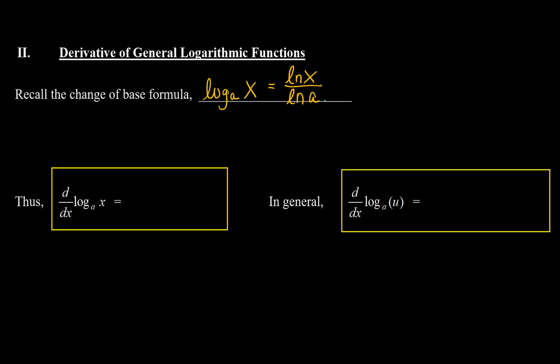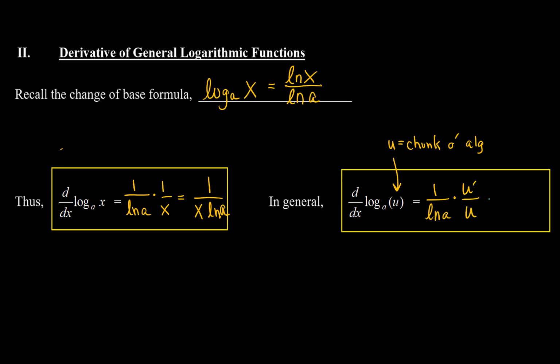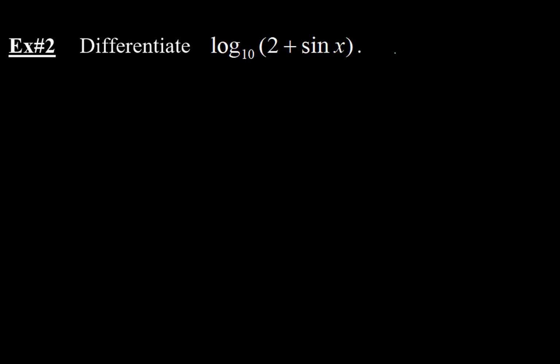So if I want to find the derivative of log base a of x, it would just be 1 over that natural log of a times 1 over x, or 1 over x times natural log of a. In general, for u, where remember u is some chunk of algebra, then I can say it's like 1 over the natural log of a times u prime over u, or u prime over u times the natural log of a. So let's keep that derivative in mind.